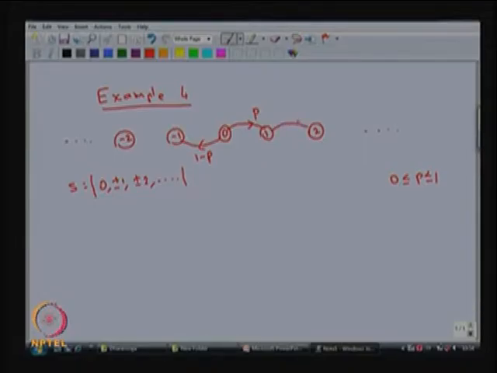The system is moving from a state to the forward state with the probability p, and to the backward state with the probability 1 minus p. With forward it is p, and coming back one state less, it is 1 minus p. So, this is the way it goes for all the states, and you have a countably infinite number of states. Fine.